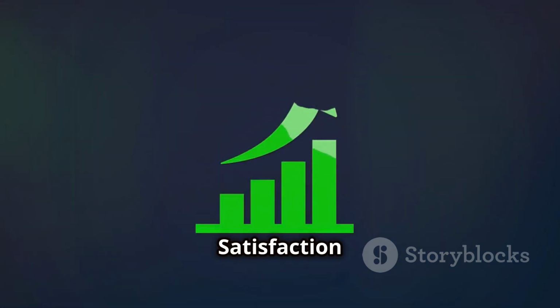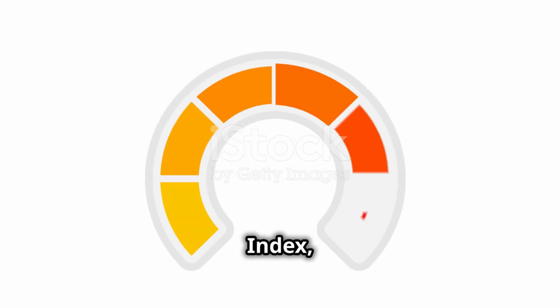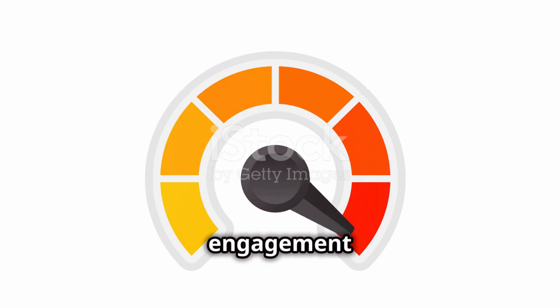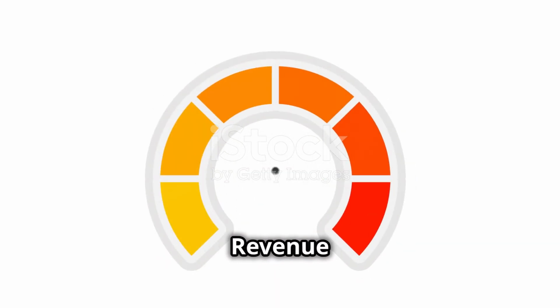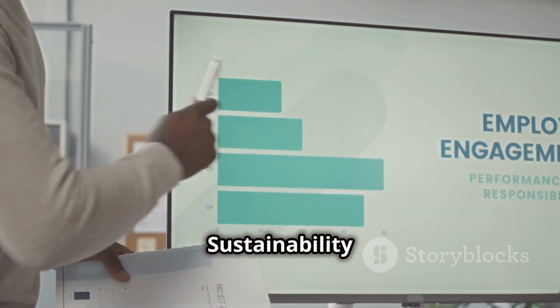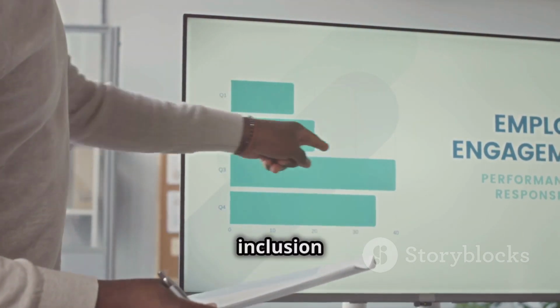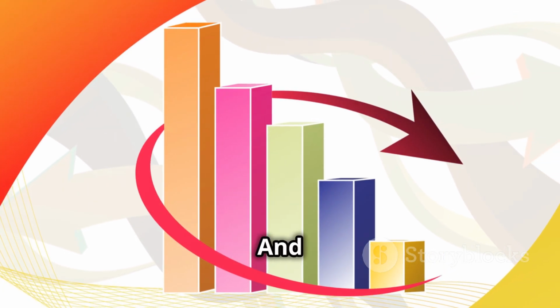For customer satisfaction: Net Promoter Score, also known as NPS, Customer Satisfaction Index or CSI, Customer Effort Score, CES, and churn rate. And for employee performance: employee engagement scores, retention rates, training hours per employee, and revenue per employee. Finally, sustainability and corporate social responsibility: carbon footprint, diversity and inclusion metrics, community investment as a percentage of profits, and ethical sourcing compliance.